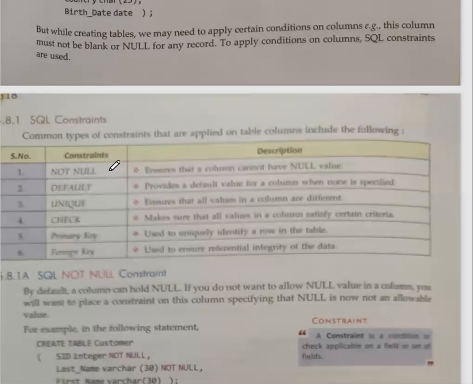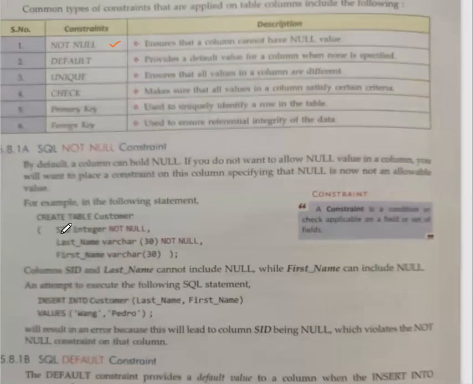Very first is not null. If I make any column not null, you can see over here, SID integer not null. It means now you cannot insert null values in SID. Then second is default. If you want to give any default value, for example, I have a class in which by default the age of all the students is 15. So by default I can give the value as 15. If I want to change it, I can override it, but if I want to give a default value, I can give it.